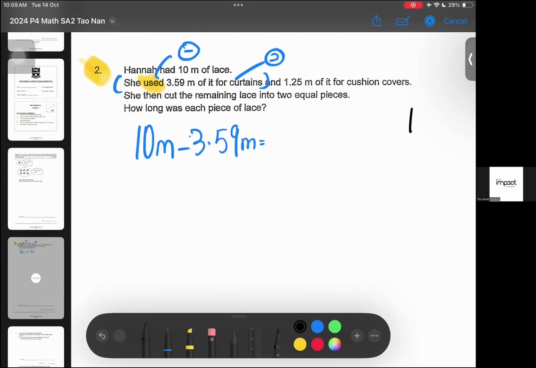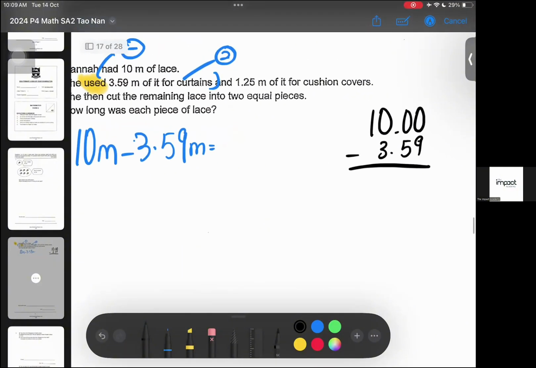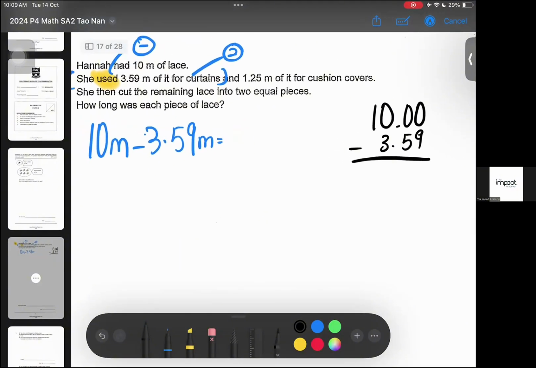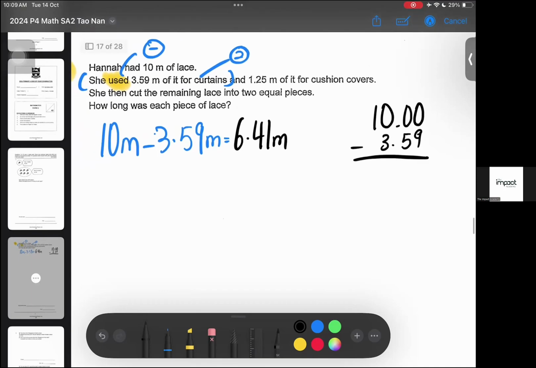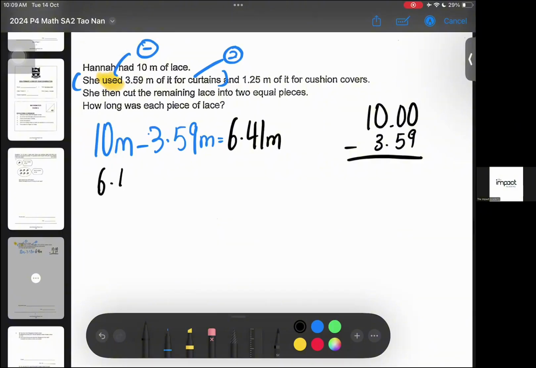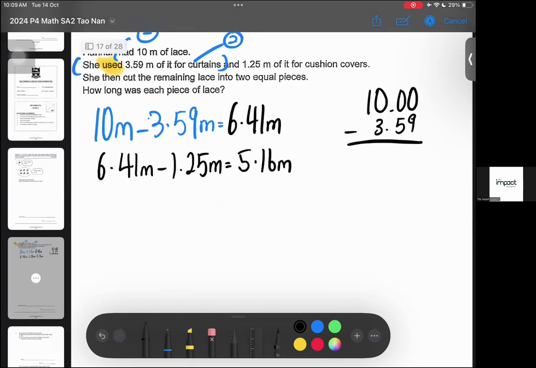You can do your calculations at the side. 10.00 minus away 3.59. Okay, how are you going to minus this? I'm pretty sure all of you should know how to do this. So to save time, I will not go through that. Okay, we know it's 6.41 meters. And then after that, with the 6.41, she decided to use it for what? She's decided to use it for cushion covers. So she went on and said, you know what, I'm going to use it for cushion covers. So now she get to 5.16 meters.